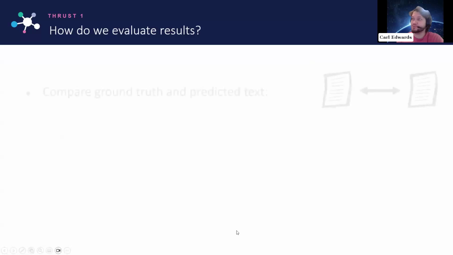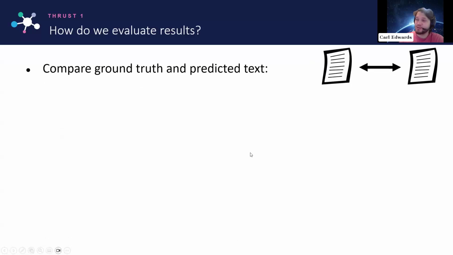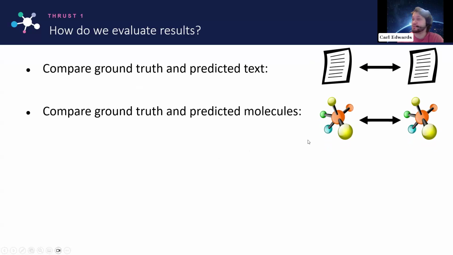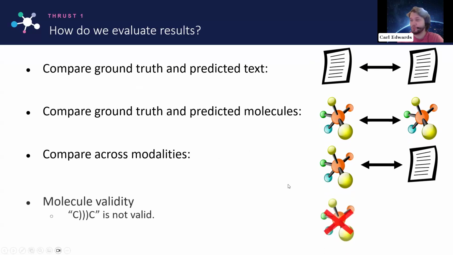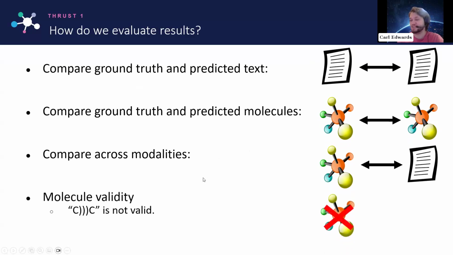So how do we actually evaluate results? At least initially, as with most machine learning tasks, we need a ground truth, right? So one thing we can do is compare the ground truth and predicted text. Another thing is comparing the ground truth and predicted molecules. Something kind of new is we can compare across modalities, and we do propose a new metric for that in that work. And we can also say, is the molecule generated actually valid?